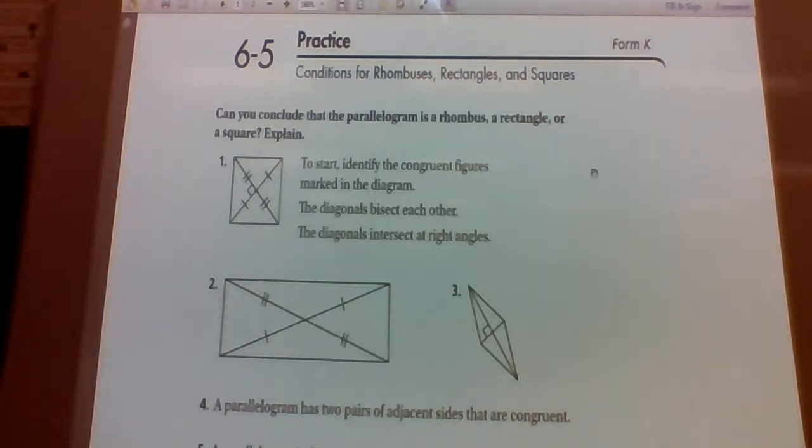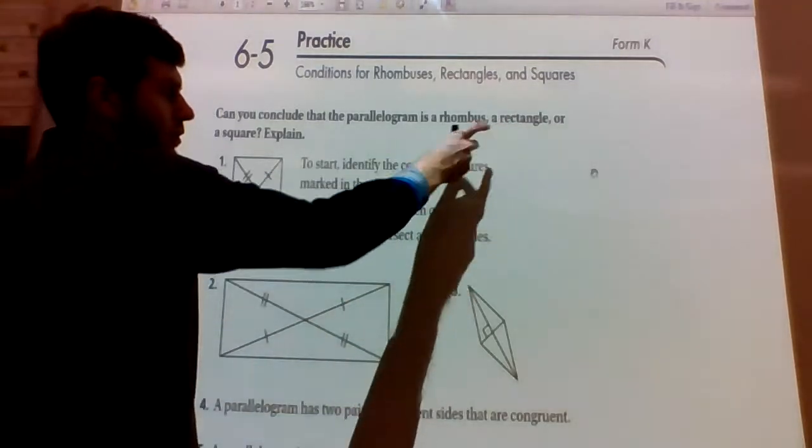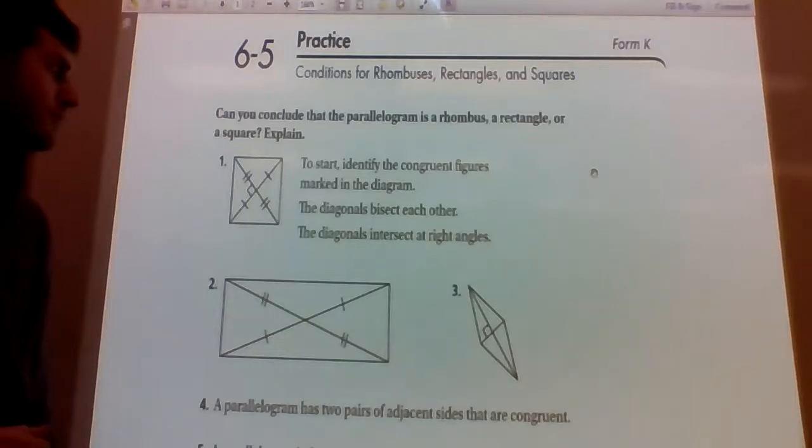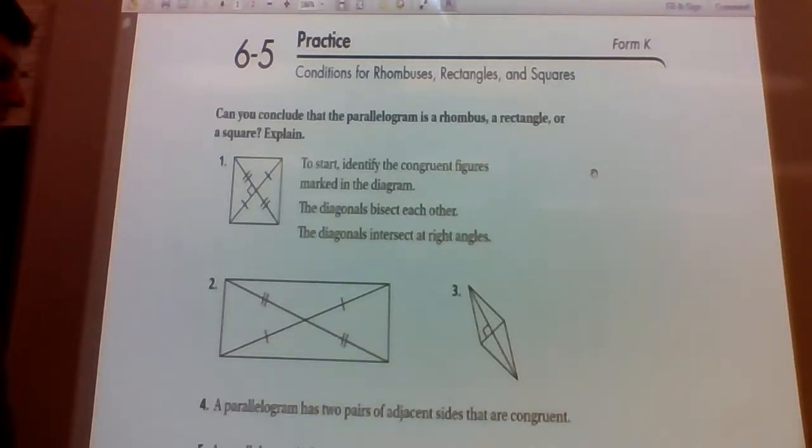Now, the question is asking, can you conclude that the parallelogram is a rhombus, a rectangle, or a square? Explain. Okay, so we know, again, parallelograms are quadrilaterals with 2 pairs of parallel sides. Rhombuses are parallelograms that have 4 congruent sides. Rectangles are parallelograms that have 4 right angles. And squares are parallelograms that have both 4 congruent sides and 4 right angles, because a square is both a rhombus and a rectangle.